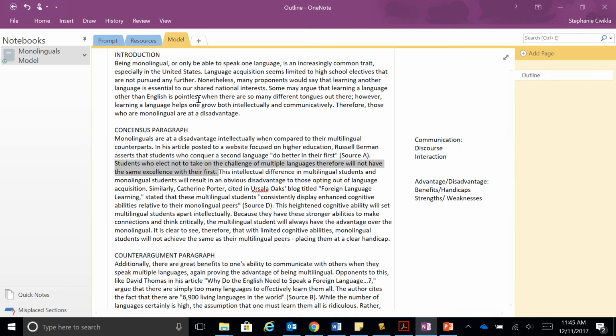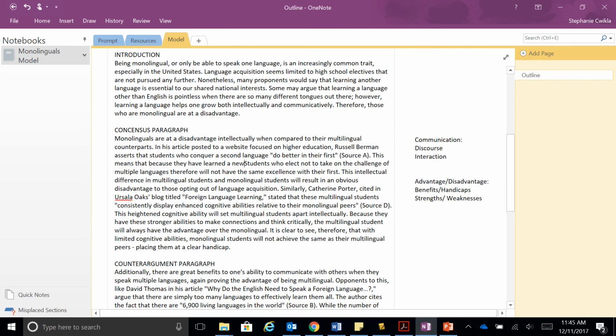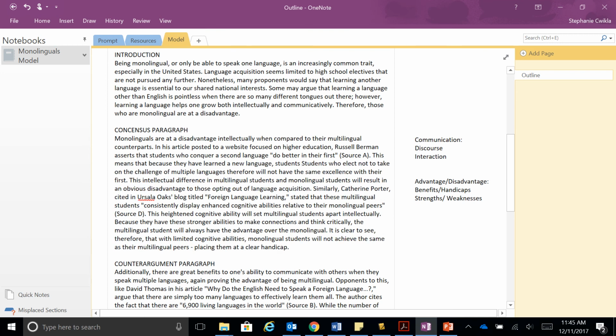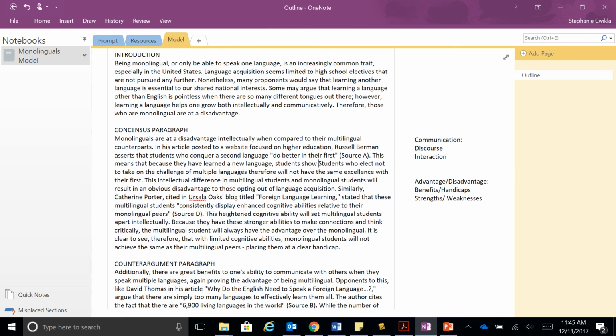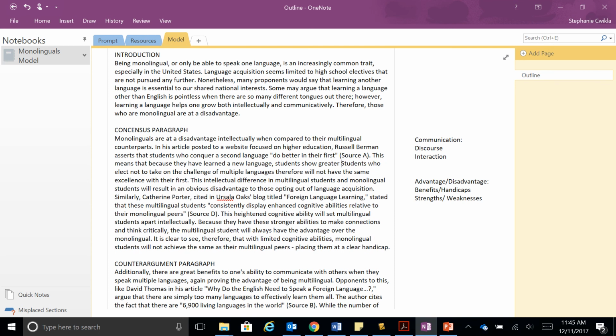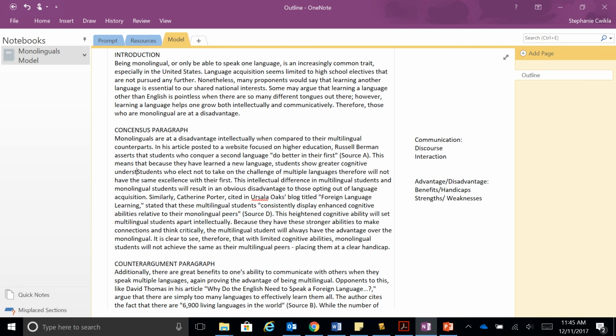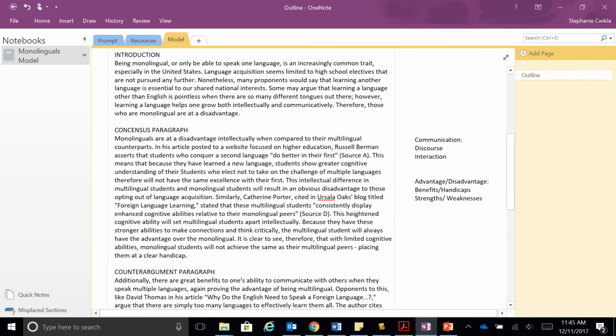Rereading this, if we're looking at our steps in analysis, that's linking to my claim instead of talking about the intellectual benefits. So I'm going to backtrack here and add a sentence and then see what I can get rid of. The students who conquer a second language do better in their first. This means that because they have learned a new language, students show greater cognitive understanding of their native tongue.